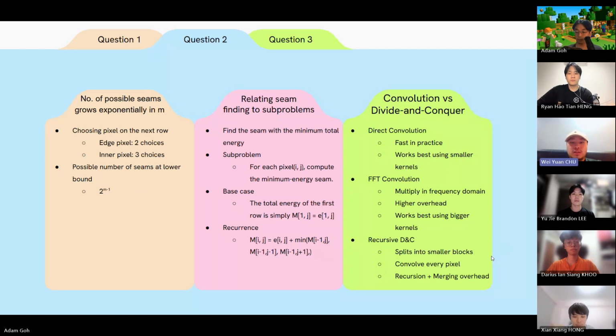especially for smaller kernels. Hence, when we compare these methods, we can see that divide and conquer techniques don't always provide efficiency benefits for seam carving, and they only help for large kernels, which is not the case that we are talking about. Since seam carving repeatedly uses small 3x3 filters, direct convolution in the end still remains the fastest and most efficient approach. Now I'll pass on my time to Darius to talk about the greedy algorithm.